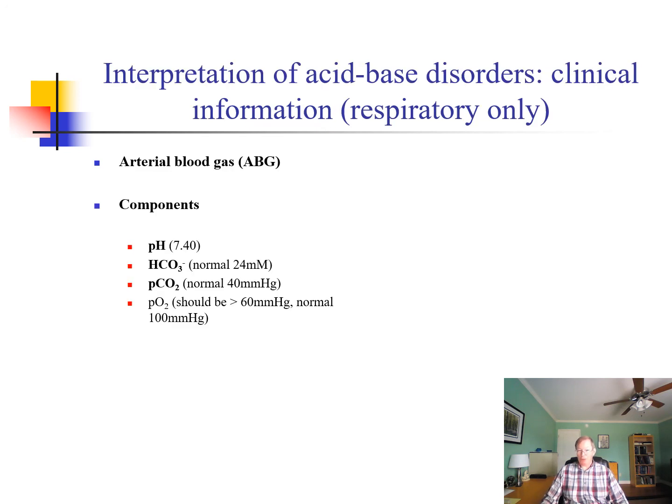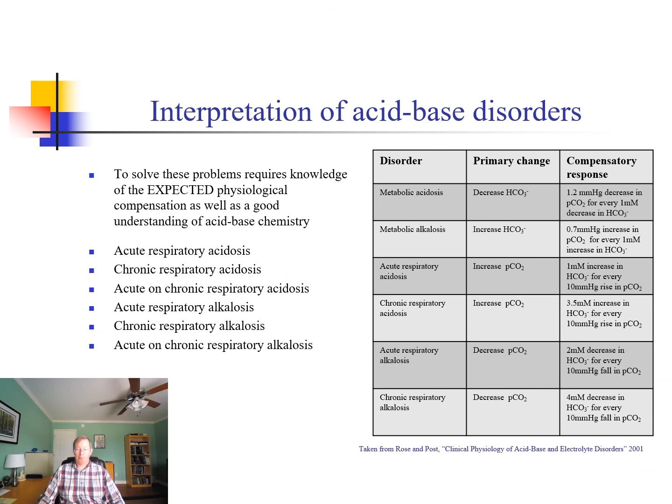To interpret these disorders, you need an arterial blood gas, which has pH, bicarbonate, and PCO2. We will also use the PO2. Remember, we want this to be greater than 60. Normally, it's about 100 millimeters of mercury. You also will need to use an idea of compensatory changes. This is from Rose and Post's book, a wonderful book, but there are others on the internet that you can use, and this will allow you to determine if there are mixed disorders or it's a single disorder.